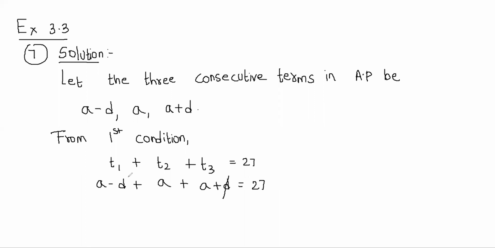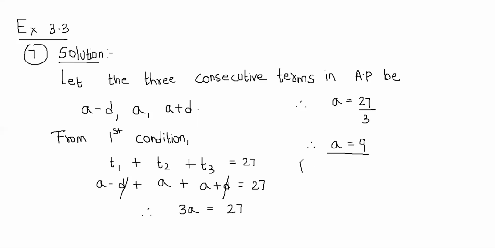Minus D plus D cancel. What remains? A plus a plus a. A plus a plus a क्या होता है? 3a. 3a equal to 27. 3 is getting multiplied. उधर गया तो divide होगा. Therefore a is equal to 9. So we got the value of a.